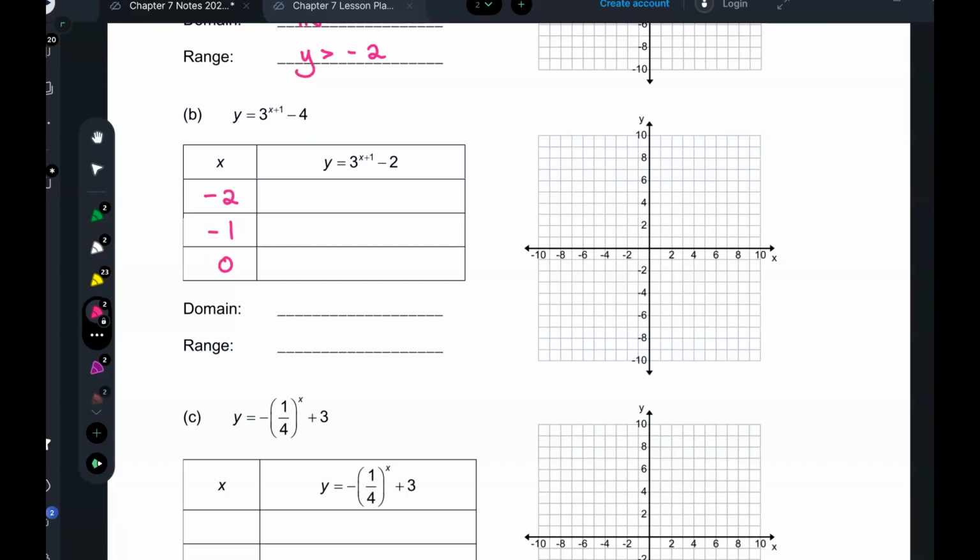So why did Elijah say that? What does the x plus 1 do? It moves it to the left 1 unit. Remember how the h is like the opposite? So if it's x plus 1, it's going to shift everything to the left 1. Now, could you have still chosen -1, 0, and 1? How do we know that it moved it to the left 1? Because of the x plus 1.